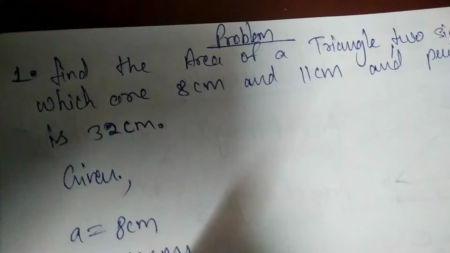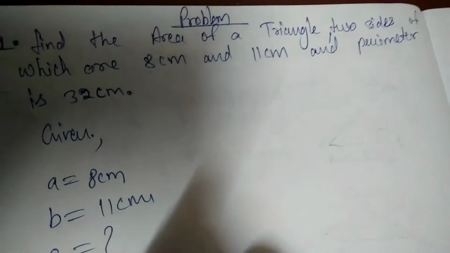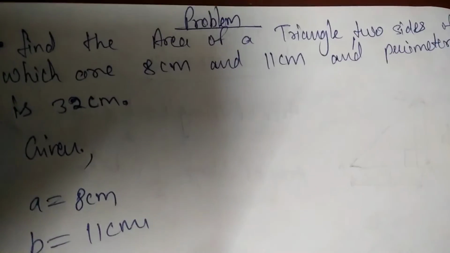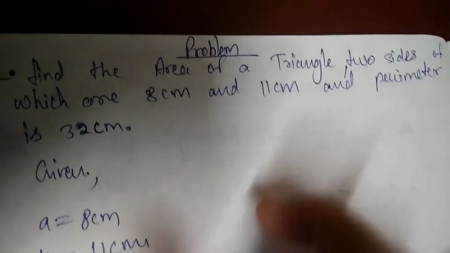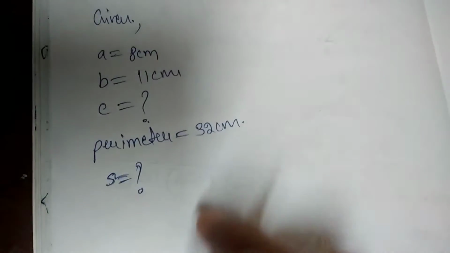What do you have to find here? So it's kind of simple. You have to find C. Okay. Then what do you have here? You have the value of perimeter. So that is 32 centimeter. What do you have to find here? So now you put this question mark. It's kind of easy.